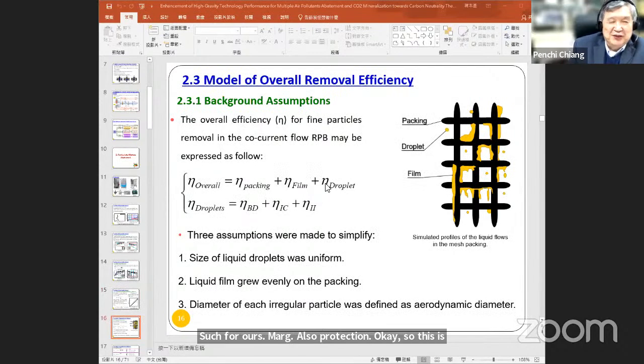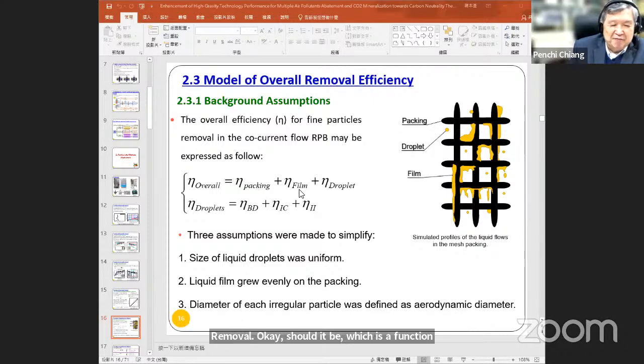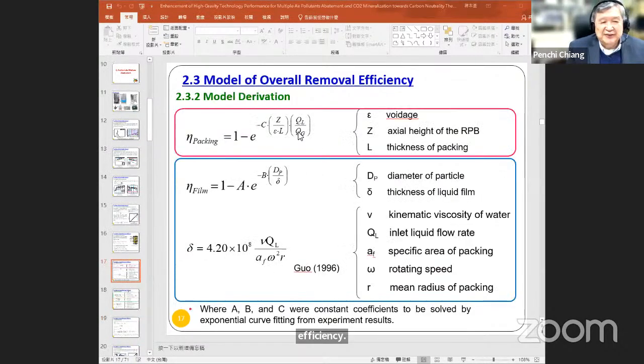Then we use the theoretical approach to give you theoretical models, so we can understand the mechanisms of why the PM, I mean the particulate matter, can be reduced and controlled by the high G process. At the beginning, I mentioned that high G has the packing materials, the film, and also the droplet. So the overall removal efficiency of PM removal should be a function of the packing, the film, and the droplet. Lately we try to estimate the efficiency, as shown here, in the model development.